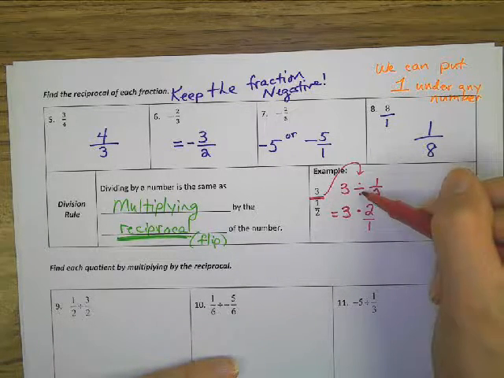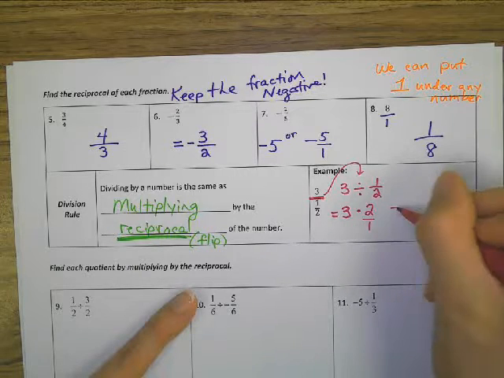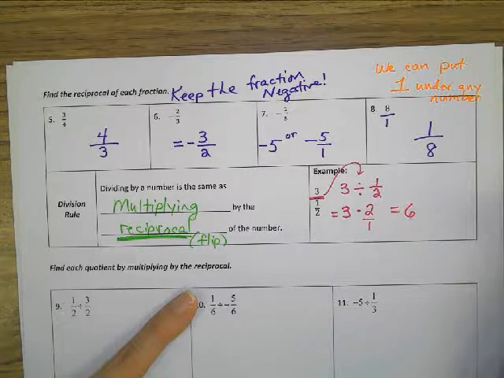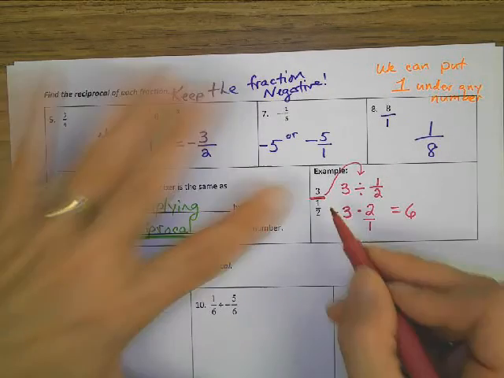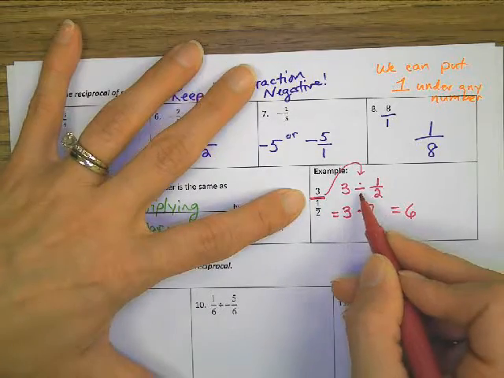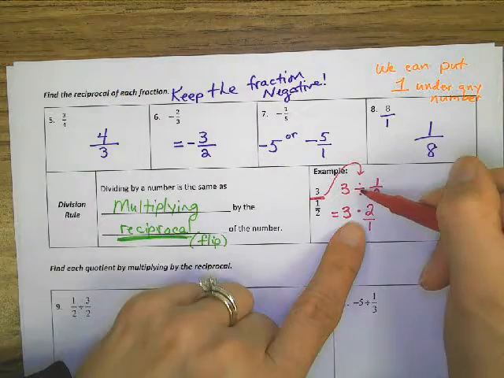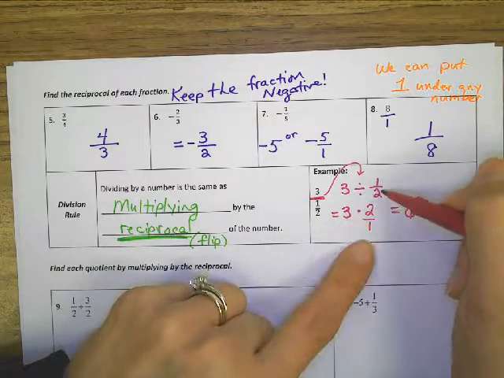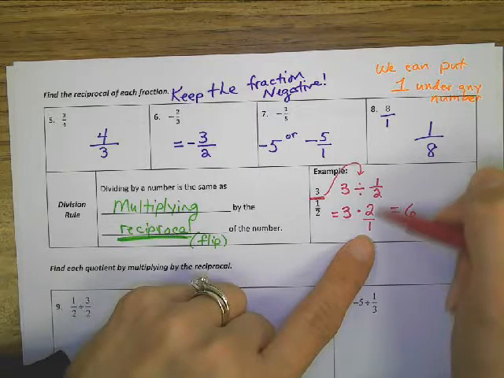Okay? So what are the steps? You find the big divide bar, change it into that sign. The divide sign changes to times, and you reciprocate this one. You leave the first one alone. Okay, we're going to do a whole bunch here until you get the hang of it, okay?